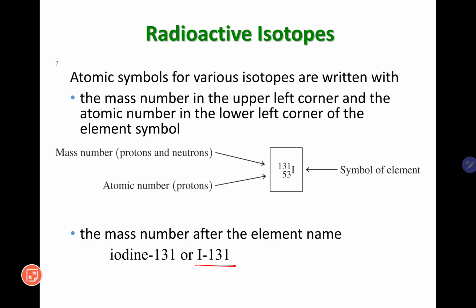If you have access to a periodic table, you can figure out the atomic number if you know the element symbol. Am I correct? Therefore, rather than giving you the full atomic symbol, some people might just give you the element name or the element symbol with the mass number. Okay, so don't get alarmed, but this is a much easier way of representing atoms, or isotopes.